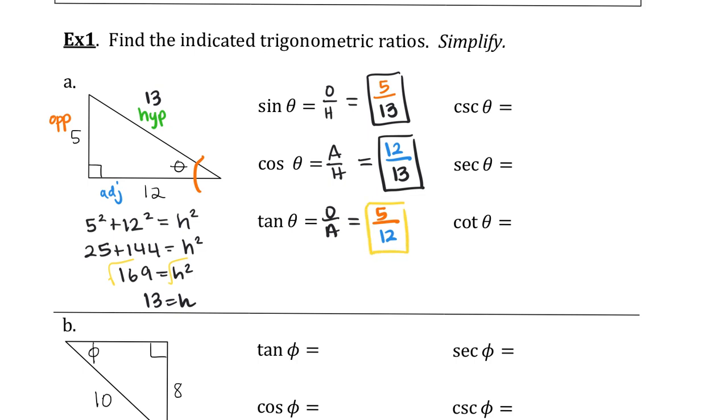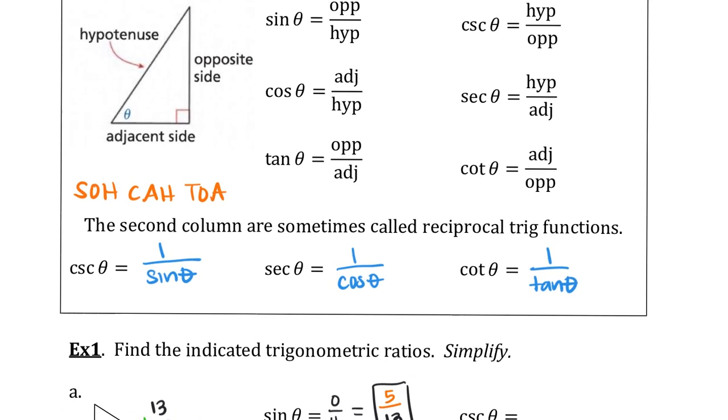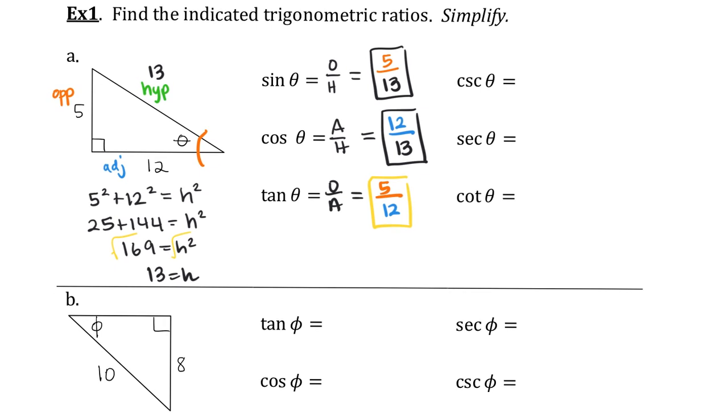Now we get to the weird ones. The weird ones are the reciprocals. So cosecant, what is cosecant the reciprocal of? Cosecant is the reciprocal of sine. Do I have the answer for sine? Sine is 5 over 13, so cosecant is going to be 13 over 5. Okay, what is secant the reciprocal of? Secant's the reciprocal of cosine. So instead of a over h, it's h over a, so it's going to be 13 over 12. Cotangent is a reciprocal of tangent. Since tangent's 5 over 12, cotangent is 12 over 5.